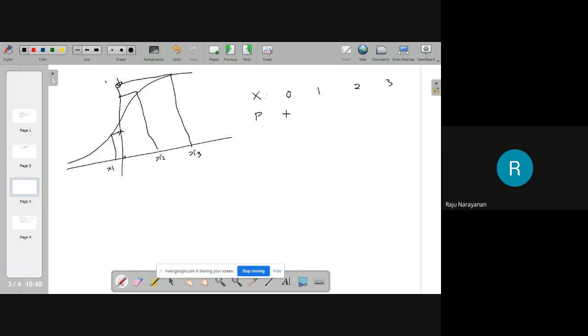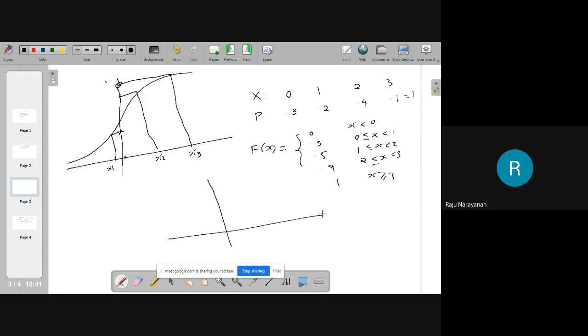Probability something like 0.3, 0.2, 0.5, 0.4, 0.1, so that the total is 1. Then what is the distribution function? F of x is 0 when x is less than 0, it is 0.3 when 0 is less than or equal to x less than 1, it is 0.5 when 1 is less than or equal to x less than 2, it is 0.9 for 2 less than or equal to x less than 3, and this is 1 when x is greater than or equal to 3.